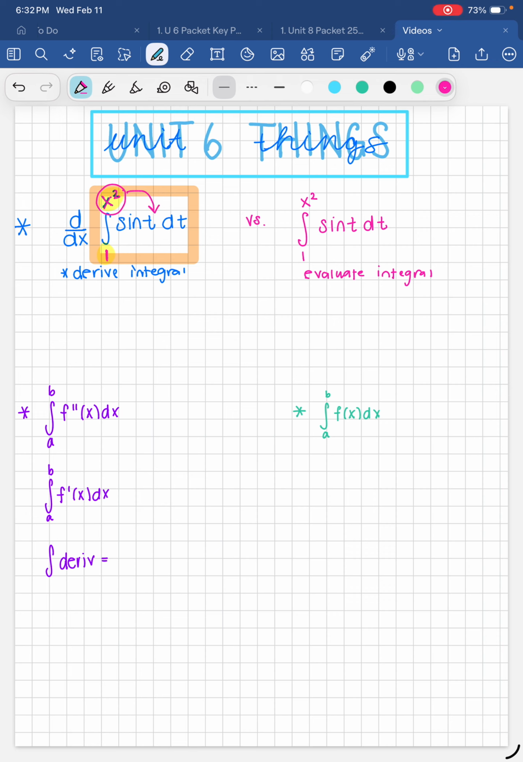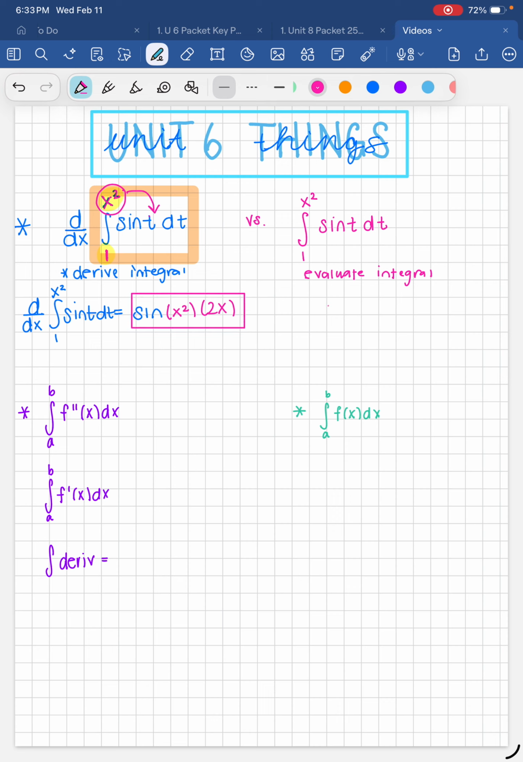So this dx, let me actually color code it in the same color. The derivative of this integral is equivalent to sine x squared, because I'm replacing the t with the x squared, times the derivative of the variable. So the derivative of x squared, 2x. So the derivative of the integral is this right here, okay?